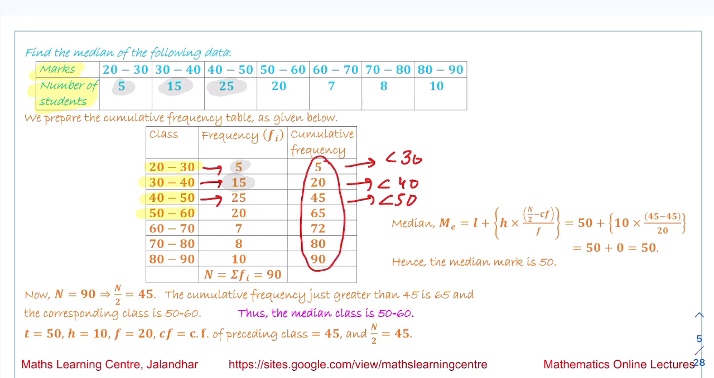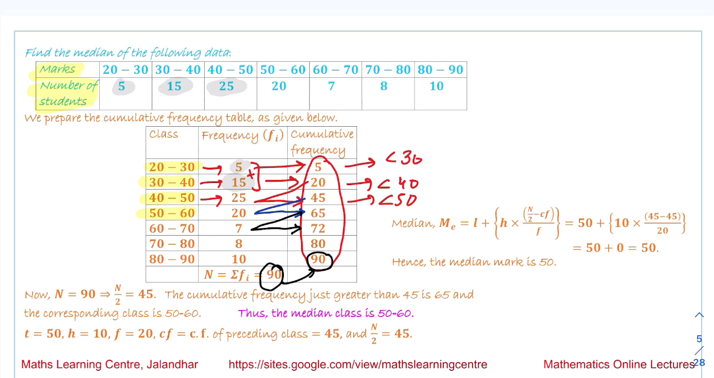How have we calculated this value? It is 5. Then 5 plus 15, it is 20. 20 plus 25, it is 45. 45 plus 20 is 65. Then 65 plus 7 is 72. So these are the values of the cumulative frequency. This sum over here and this value over here, these should be equal. This is the method to check whether your calculations are correct or not.